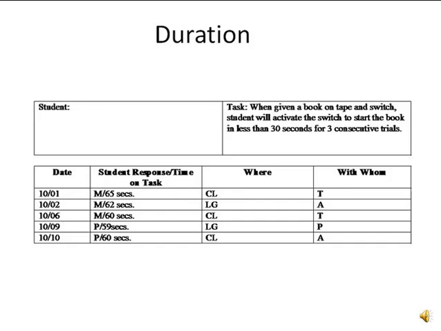For duration, we record the length of the time until the response is given, typically. So for this task, the student is to activate a switch in less than 30 seconds, so they're recording how long it takes from the time the prompt is given to activate the switch until they actually activate the switch, the response.